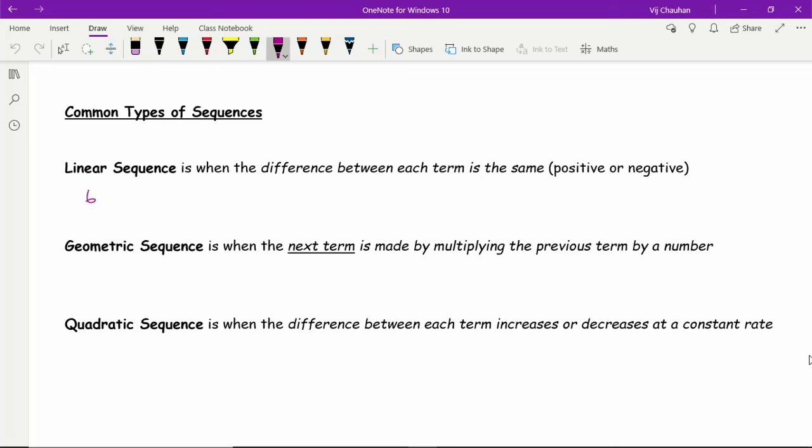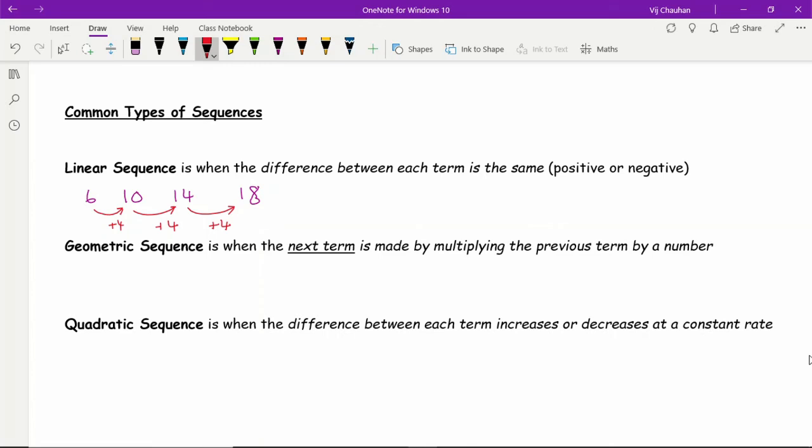6, 10, 14, 18. As you can see, the difference between 6 to 10 is plus 4. The difference from 10 to 14 is plus 4. The difference between 14 to 18 is plus 4. So because the term to term difference is the same, it's therefore a linear sequence.